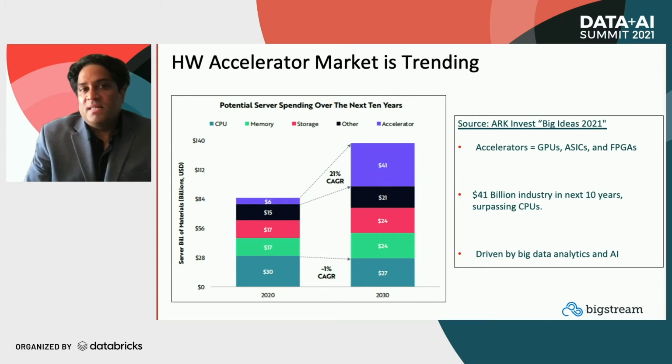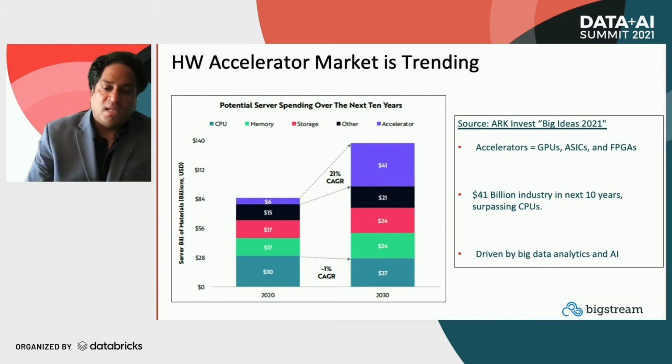But I want to make clear that this research deals with hardware expenditure. It's tracking the hardware expenditure in terms of the market. Nothing is said here about the software that makes this stuff usable, and that's really what I'm going to be talking about today. But the point of this graph is that the accelerator market is taking off, and it's a trend we need to watch and take advantage of.